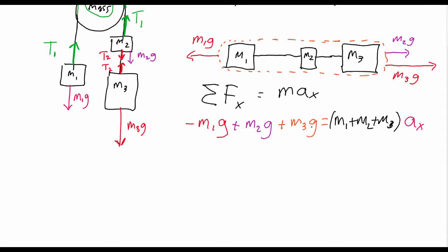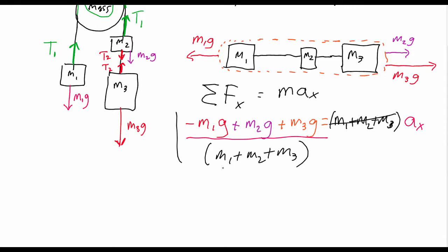So you notice when I do this as a system, this becomes easy. All I have to do is divide both sides by m1 plus m2 plus m3, and that cancels that. And I'm done. I just solved it. This is the acceleration of the system, that whole thing right there. That was easy enough. But now I've got to figure out the tensions.